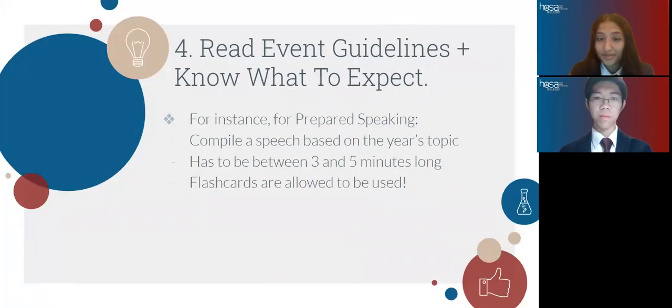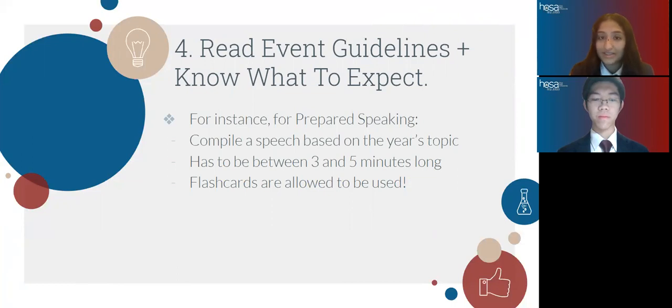The fourth step would be to obviously read the event guidelines and then know what to expect. So for instance, for prepared speaking, the top 3 points that are on the guidelines sheet are, first you have to compile a speech that's based on this year's topic, and it has to be between 3 and 5 minutes long. And flashcards are actually allowed to be used.